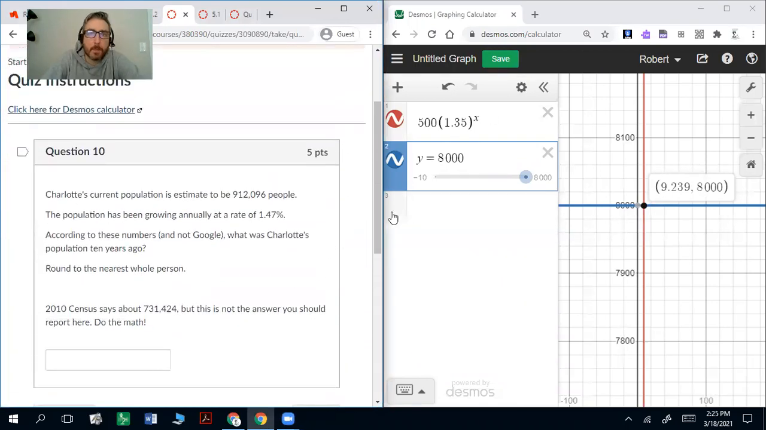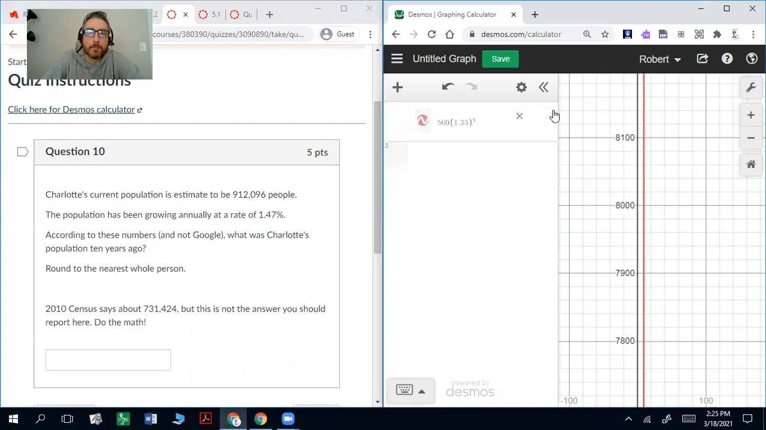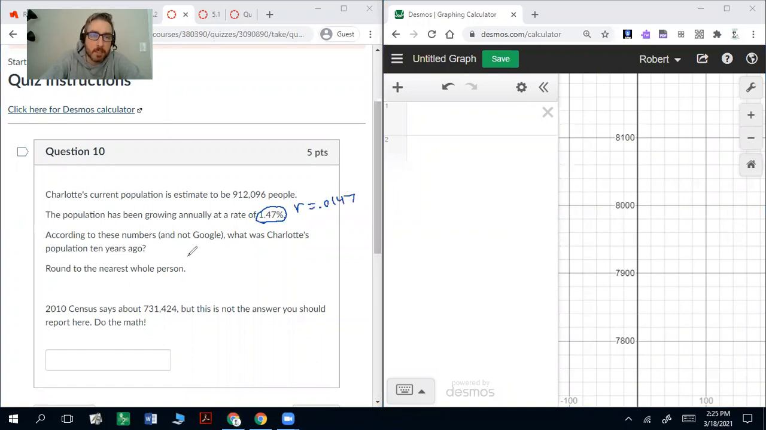Okay, question 10. Charlotte's current population is estimated to be 912,096 people. The population has been growing annually at a rate of 1.47%. That's 0.0147. According to these numbers and not Google, what was Charlotte's population 10 years ago? And just for your reference, this is what it actually was in 2010. Let's see how close we are to the numbers.